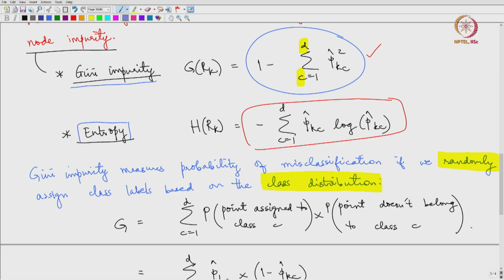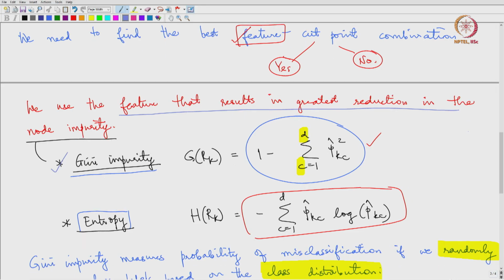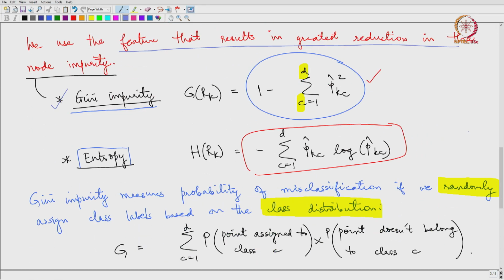So, what we will do in today's lecture is use the Gini impurity to find out which feature results in the greatest reduction in the Gini impurity, and then we will go ahead with that feature as the optimal feature for the parent node.